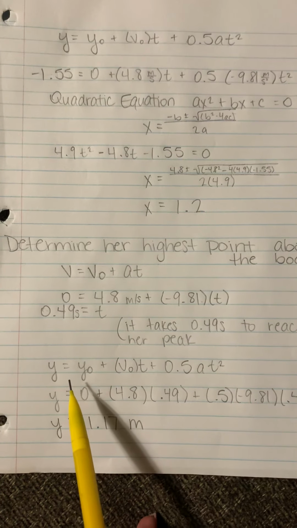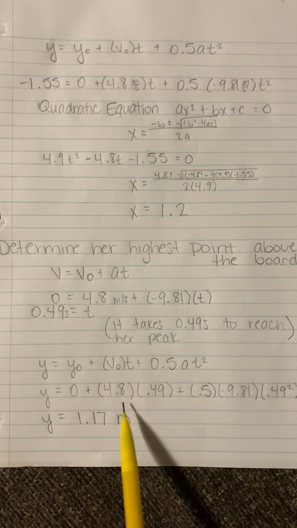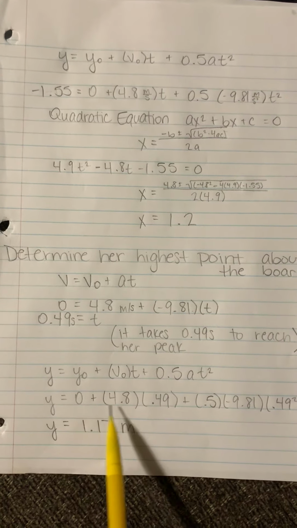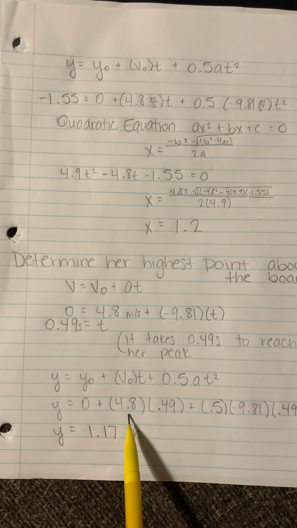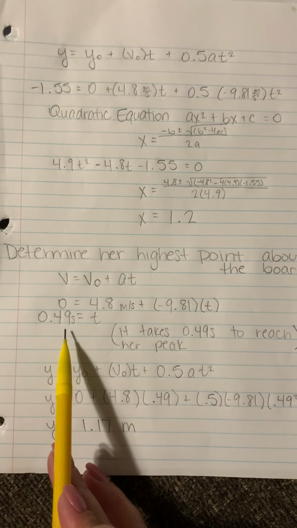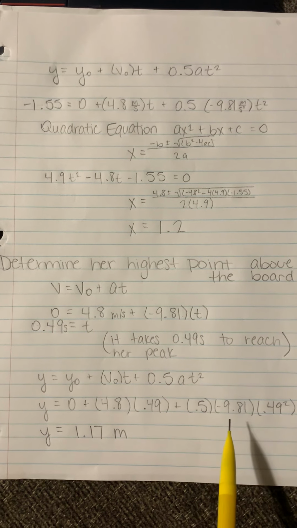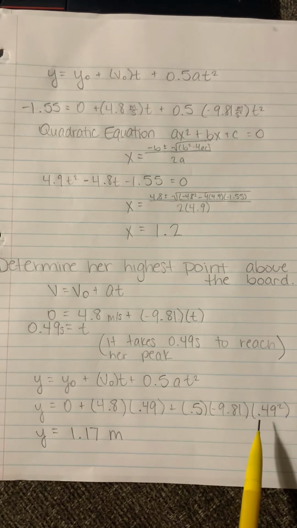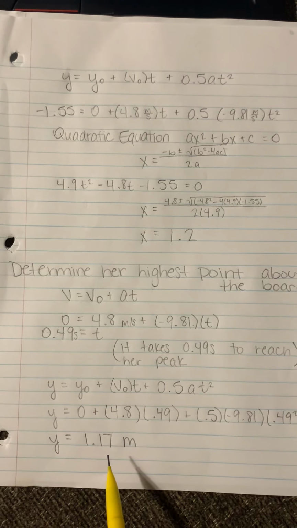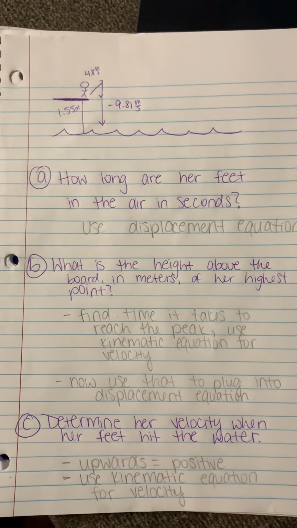So then we have to plug that into the displacement equation. After you plug those numbers in, we're looking for y. So we start out at 0, it's our starting point. Our initial velocity is 4.8. And then we multiply that by 0.49, the seconds it takes to reach the peak. And then 0.5 times negative 9.81, the acceleration due to gravity, and then times time squared, that was 0.49 again. And then you end up getting 1.17 meters. So her highest point above the board is 1.17 meters.